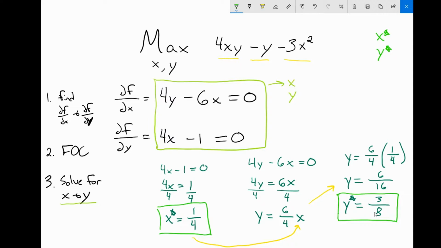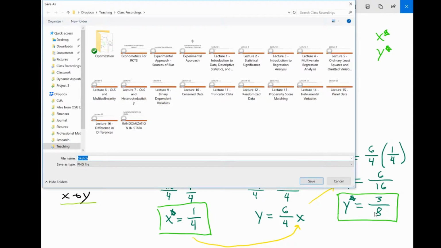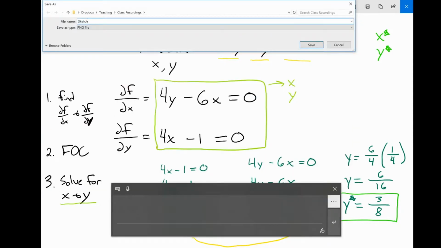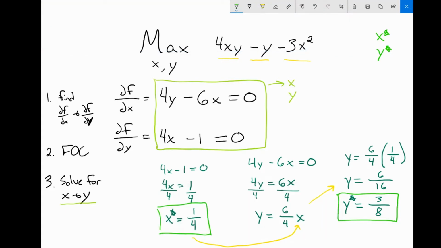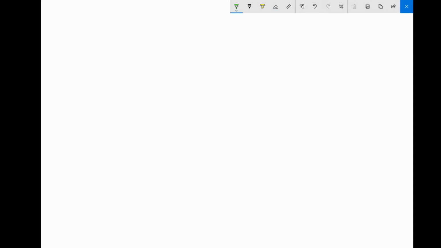So here's an example of how we solve a complicated maximization problem. All right, I'm going to save this one just because this one's a little bit more complicated. Optimization example 1. Okay. All right, so there we go. We have our example. All right, so now let's move on to the second part of this lecture.